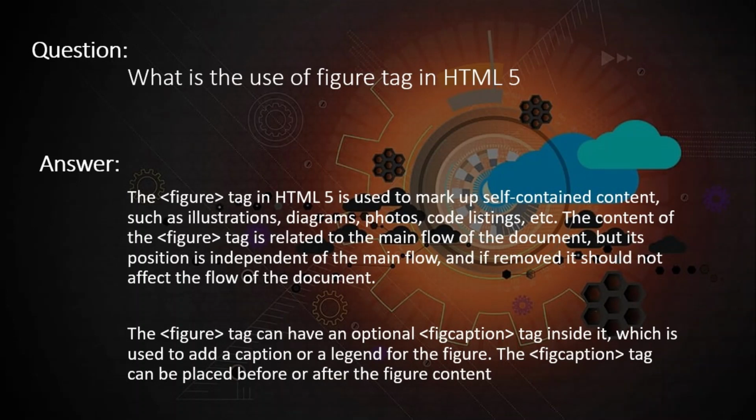The figure tag in HTML5 is used to mark up self-contained content, such as illustrations, diagrams, photos, code listings, etc. The content of the figure tag is related to the main flow of the document, but its position is independent of the main flow, and if removed it should not affect the flow of the document. The figure tag can have an optional figcaption tag inside it, which is used to add a caption or a legend for the figure. The figcaption tag can be placed before or after the figure content.